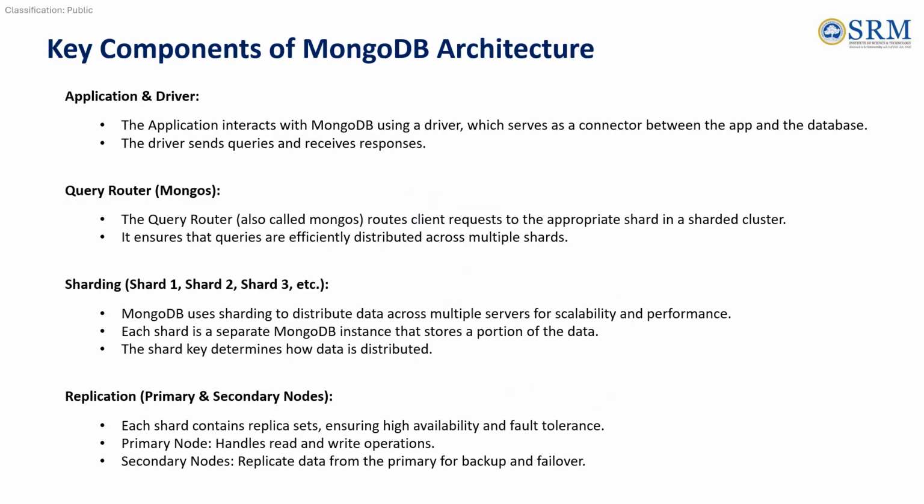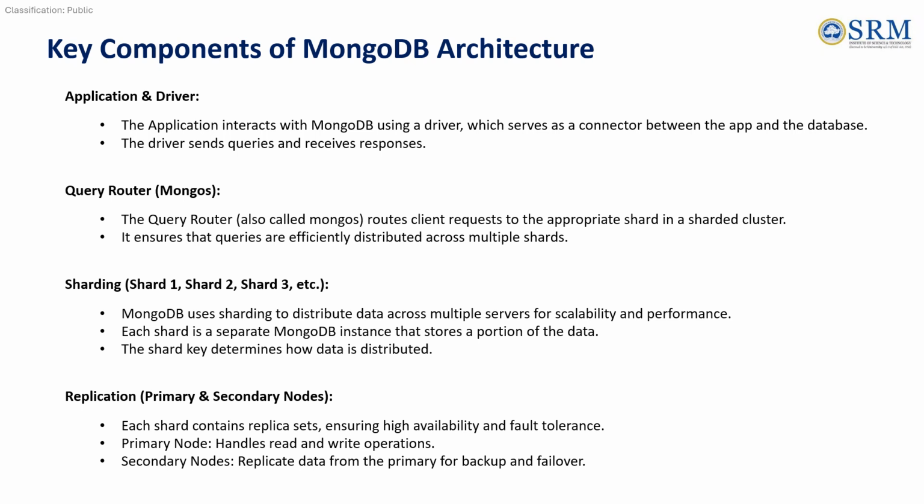Let us now understand the major components of MongoDB architecture. The first component is the application and driver. The application interacts with MongoDB through a driver, which acts as a connector between the application and the database. The driver sends queries to the database and receives responses back from the system. Next comes the query router, also called Mongos. The query router receives client requests and routes them to the correct shard in the MongoDB cluster. This helps distribute queries efficiently across multiple servers.